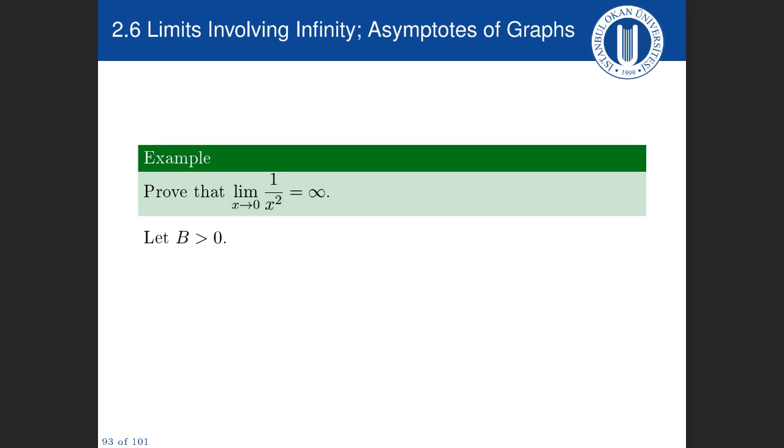Prove that the limit as x tends to 0 of 1 over x squared is equal to infinity. We start by saying let b be any big number. Let b be greater than 0. And then we need to choose delta. Normally I would bring up my scrap paper, but this time I've already done the calculation, so I already know that the delta that I want is 1 over the square root of b.